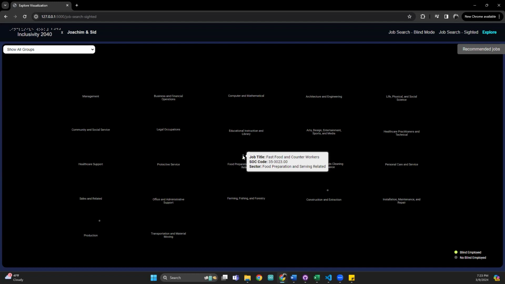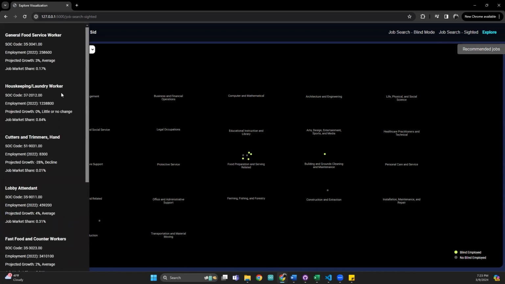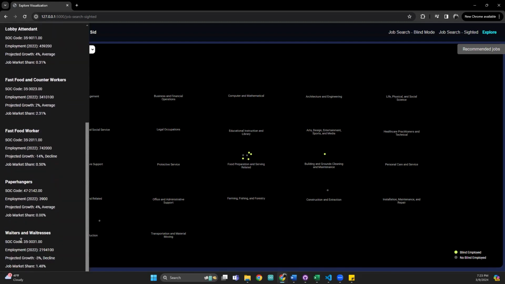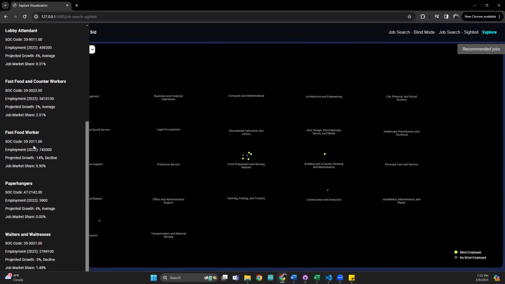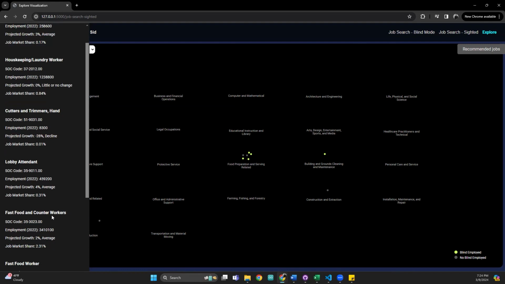For example, a general food service worker, a fast food and counter worker, a cook in a private household, and also in other domains, housekeeping, because all of these jobs are closely related to it by skills. Now, most importantly, we can have a ranking of these jobs. So for the job that I selected, these are the top 8 jobs closely related to it, where the first is the closest to that job, and the last one is the least close in terms of ranking the top 8. So we see a general food service worker, housekeeping, laundry worker, cutters and trimmers by hand, lobby attendant, fast food, and counter workers.